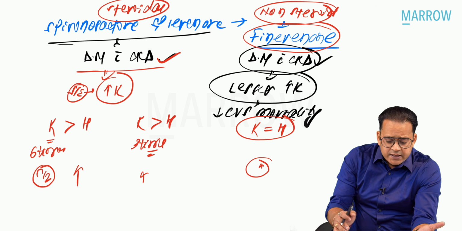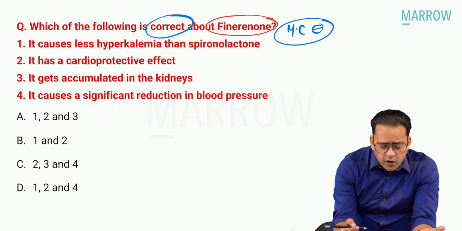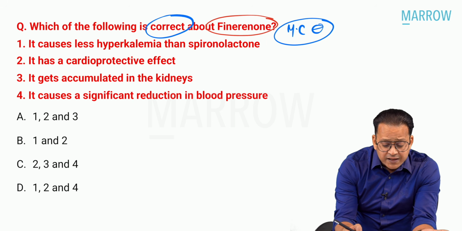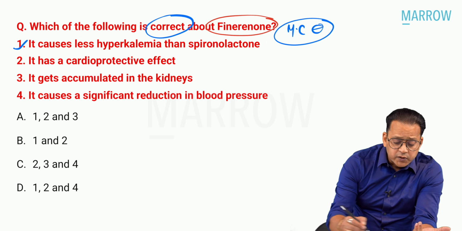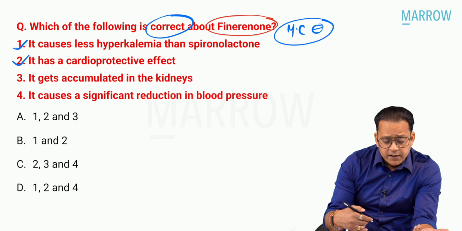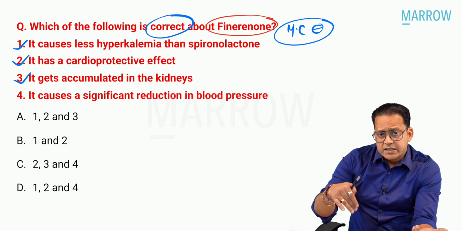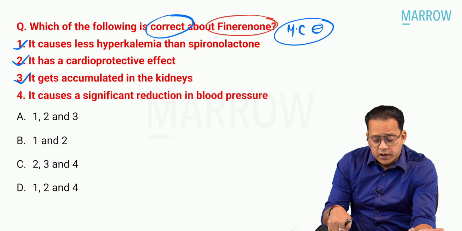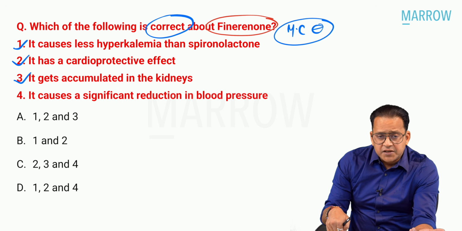Now let us go back and see. What about these options? Finerenone causes lesser hyperkalemia than spironolactone. Yes, we know that. It has cardioprotective effect. We know that in CHF as well as in diabetes mellitus. It gets accumulated in the kidney, yes, as well as in the heart. Kidney equal to heart. It causes a significant reduction in blood pressure.